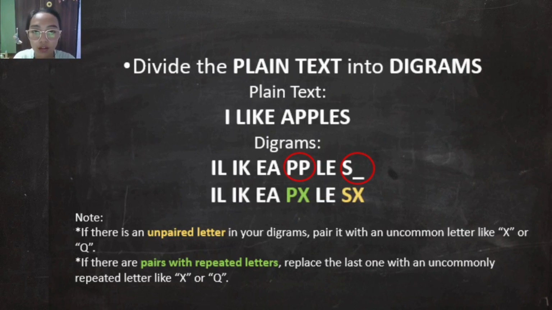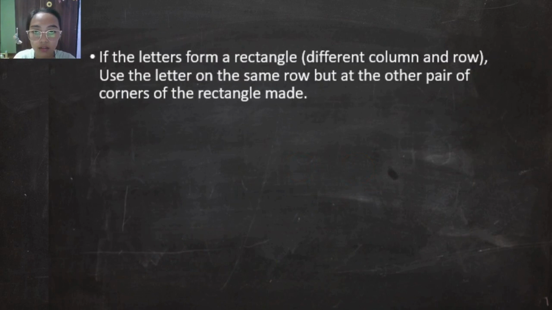So the converted digraphs would look like this: IL, IK, EA, PX because PP is repeated letters. We change the last one to X or Q, then LE, and then SX because S doesn't have a pair, so we pair it up with X or Q. So now we have the plain text turned into digraphs. So next up is how we would actually encrypt the message.